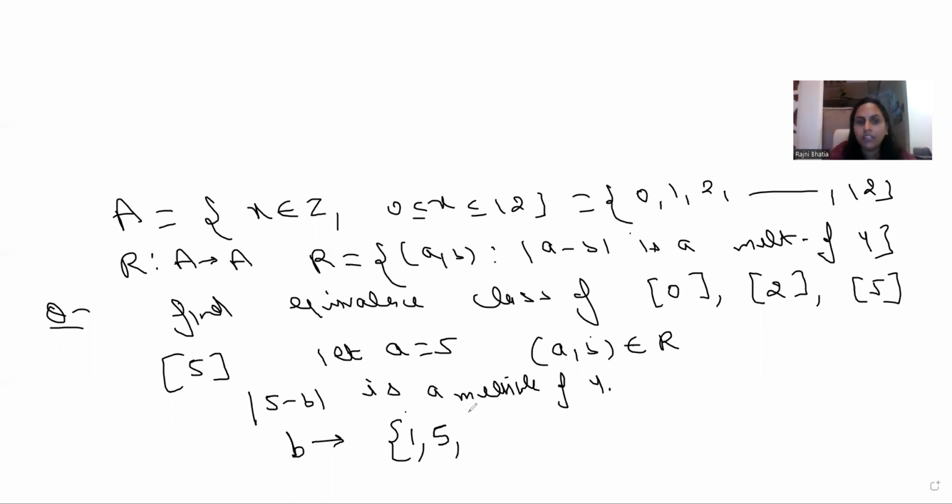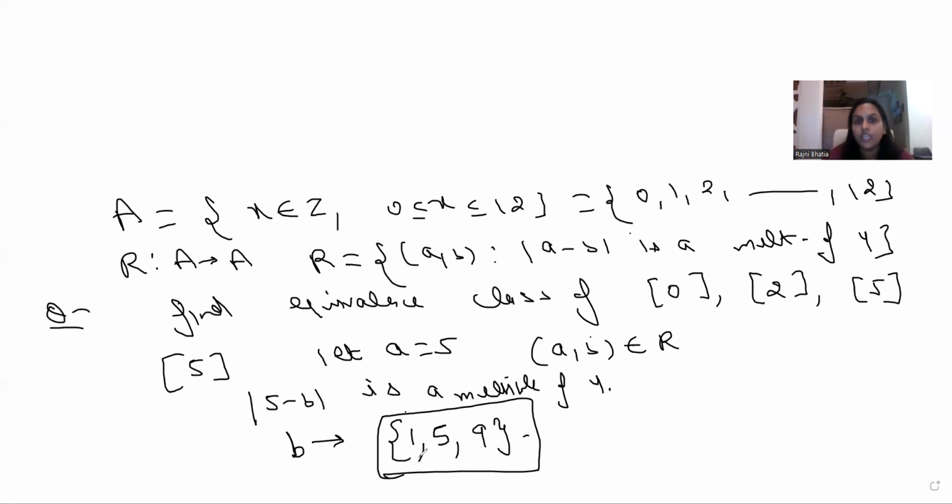Then next multiple, if I put 6, I'll get 1. If I put 7, I'll get 2. If I put 8, I'll get 3. If I put 9, 5 minus 9 will give me 4, which is a multiple of 4. Now the next number that I should put here is 13. But 13 is not there in the set A, so I'm going to close this bracket. The set which I have got, 1, 5, 9, this set is the equivalence class of 5.